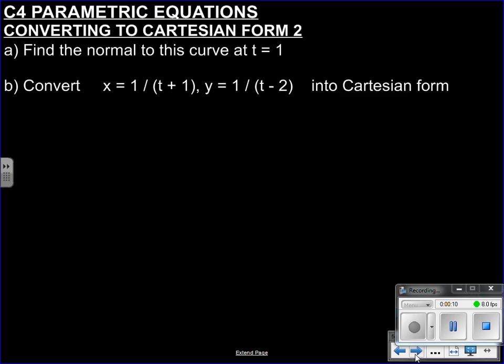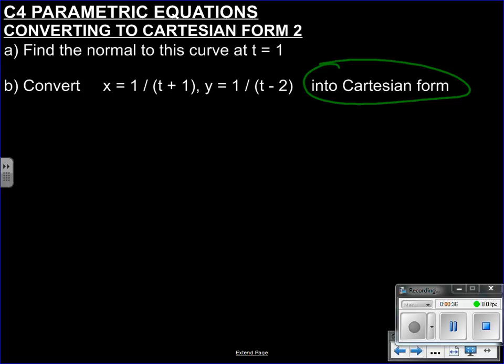Hi everyone, last parametric video then. In the previous video, in the previous example, we found the normal to this curve at t equals 1. But let's just recap and actually answer part B, which said convert it into Cartesian form, which remember we'll only do if the question asks us to do it. We don't need to do it otherwise.